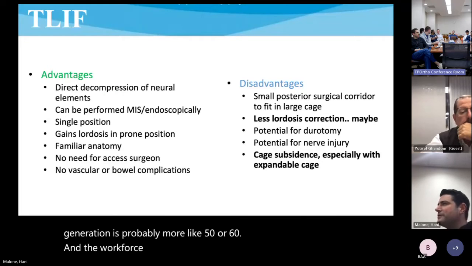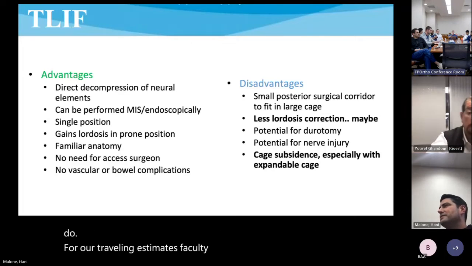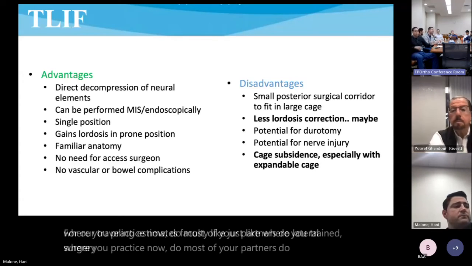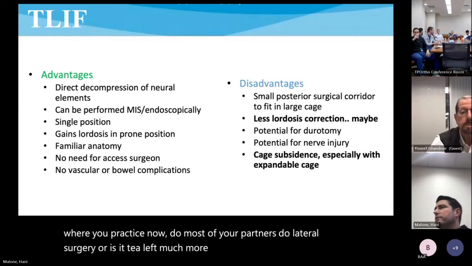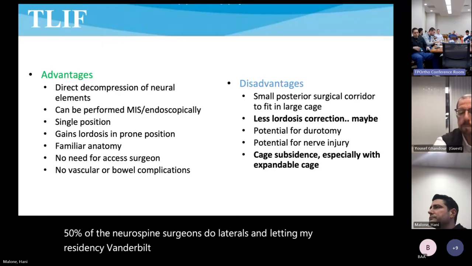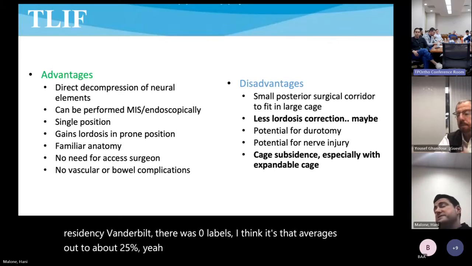Has that been your experience? Most people do... Like in our own departments, where you train, where you practice now. Do most of your partners do lateral surgery, or is TLIF much more prevalent? At Jefferson, 50% of the neurospine surgeons do laterals. But in my residency at Vanderbilt, there were 0 laterals. So I think that averages out to about 25%. All right, so maybe it is still 20%.